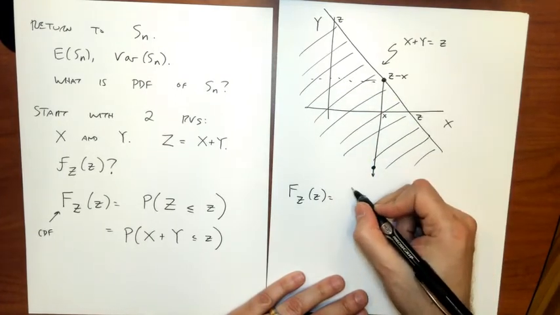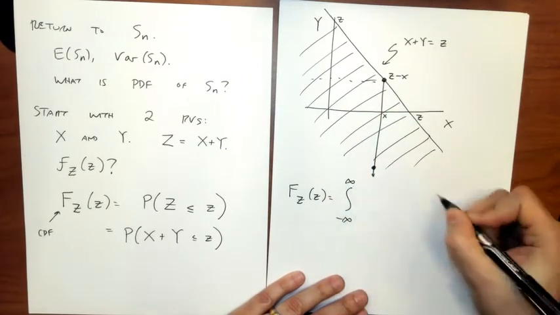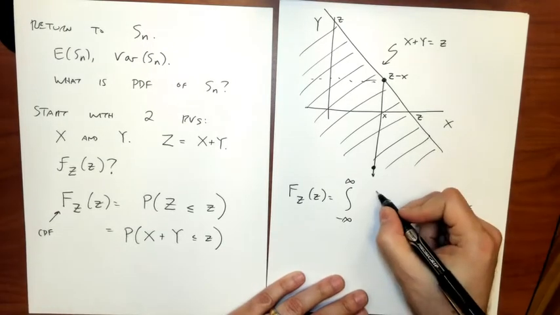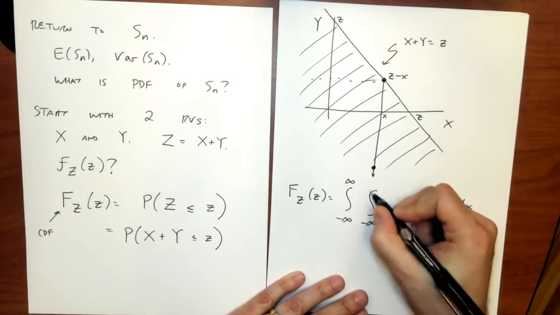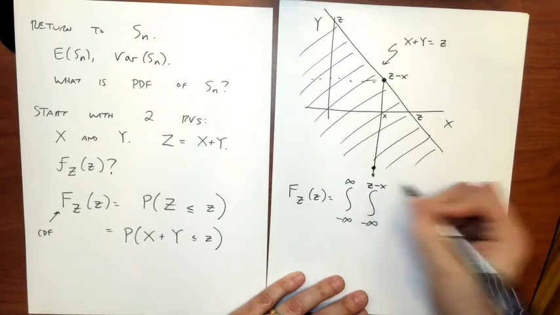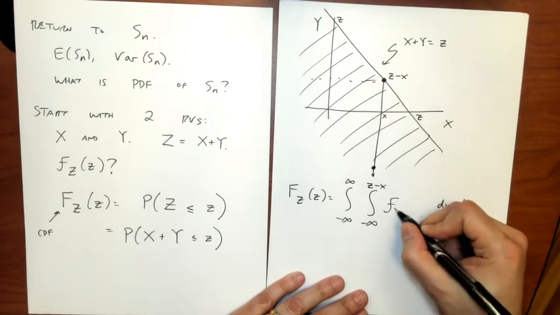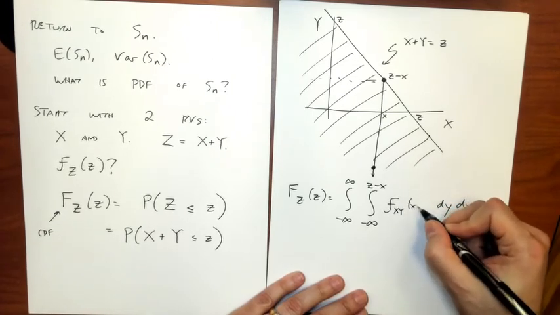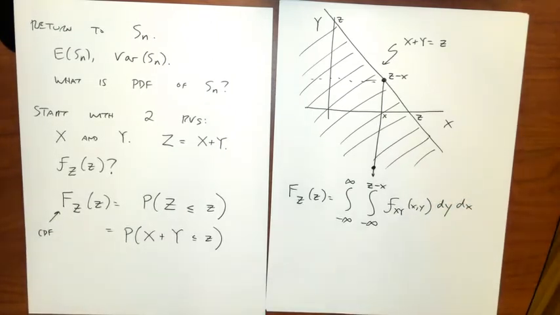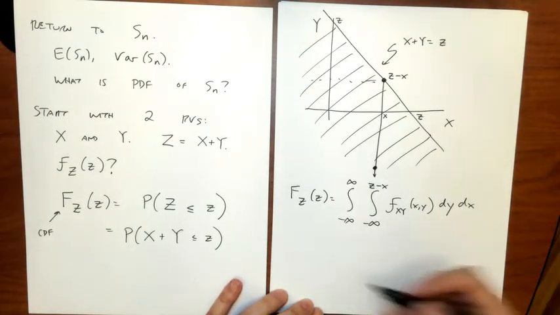So that means I'm integrating x from minus infinity to infinity dx. Y is going from minus infinity to the value z minus x dy, and then I integrate the joint PDF here. Okay, so that's the CDF. What is the PDF?